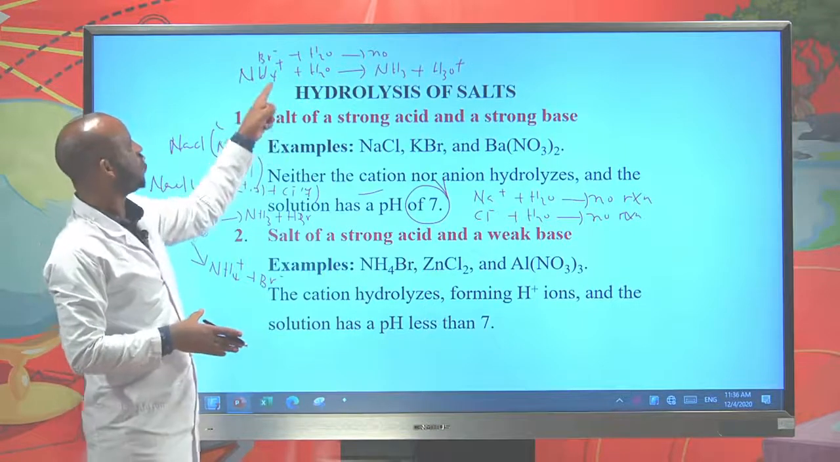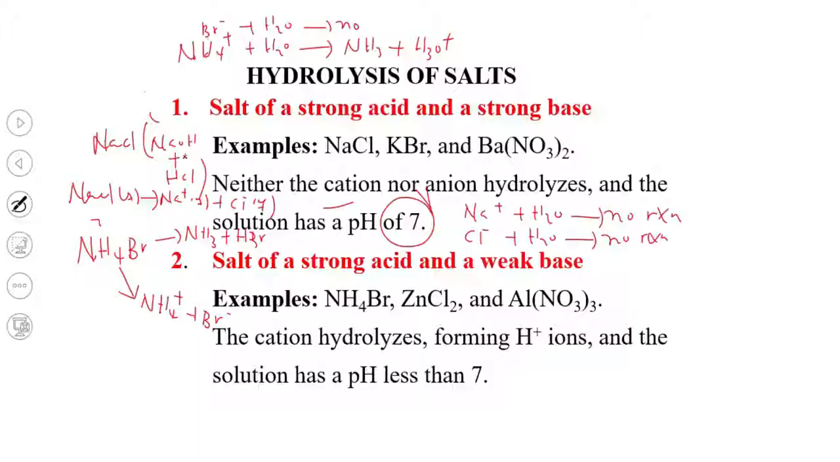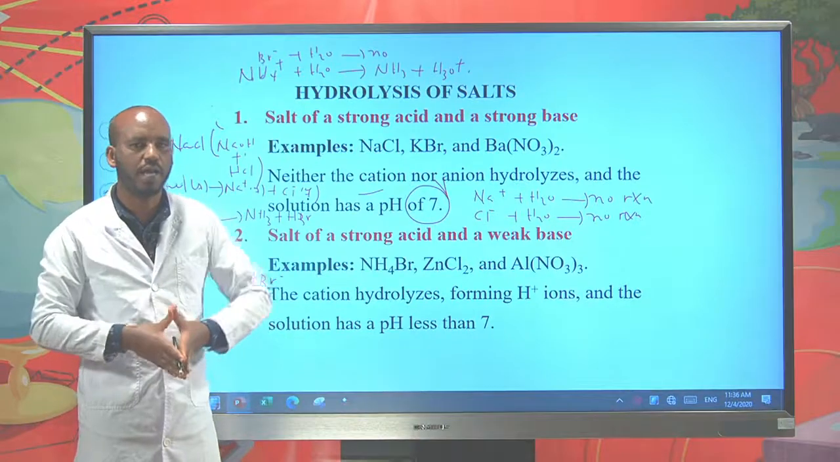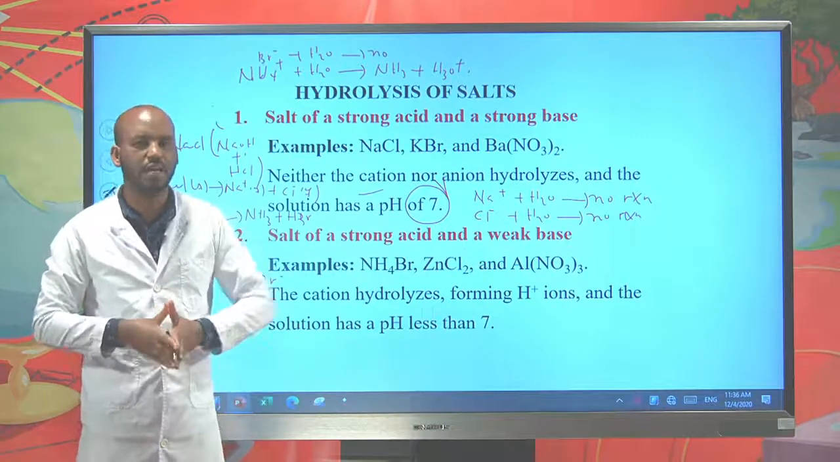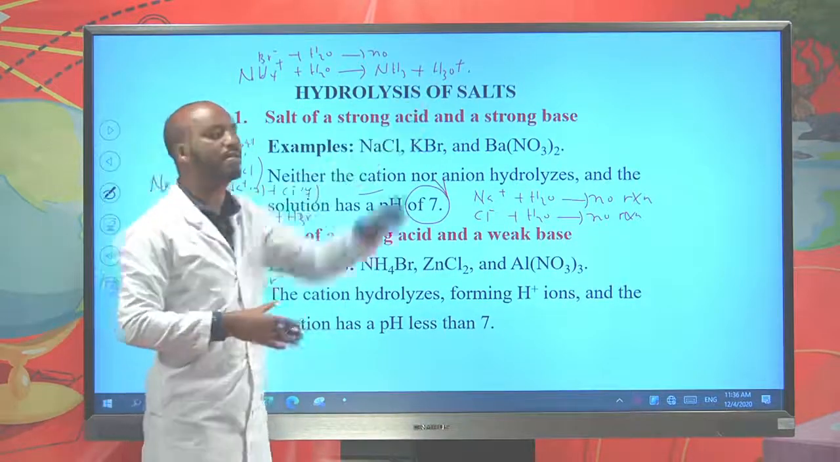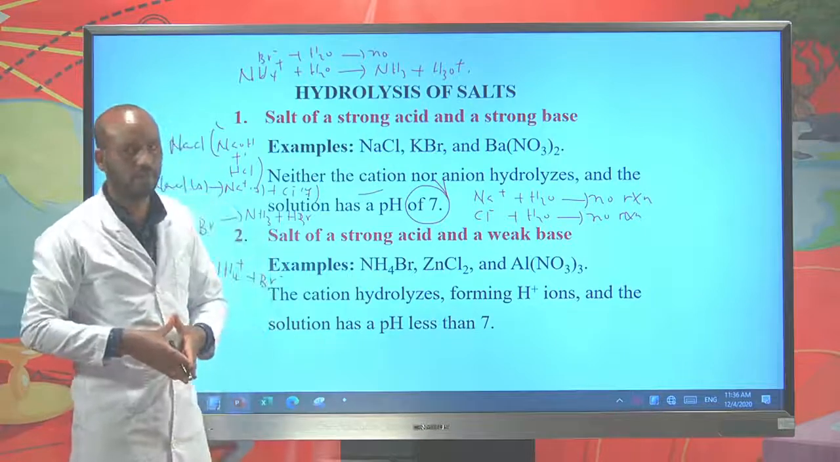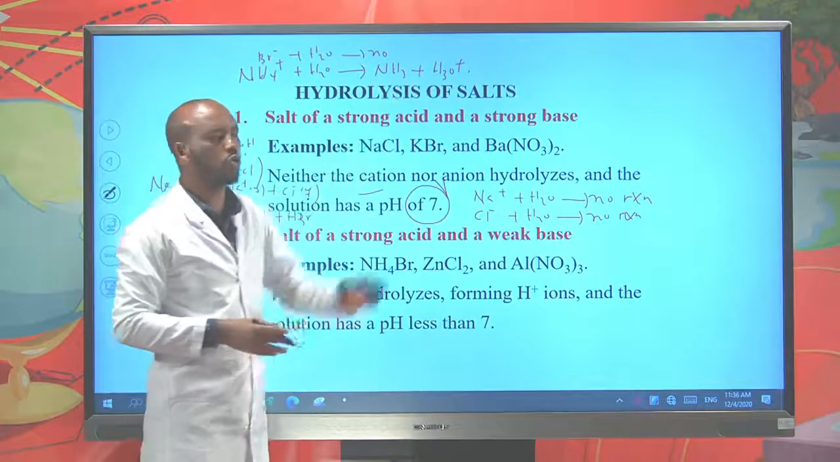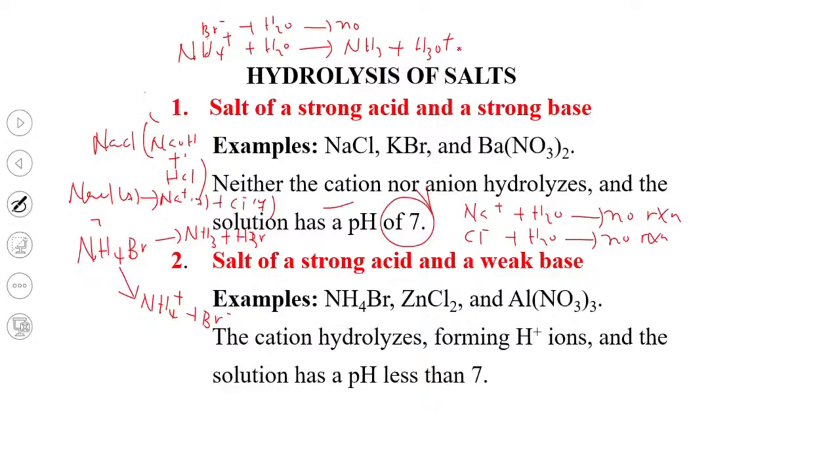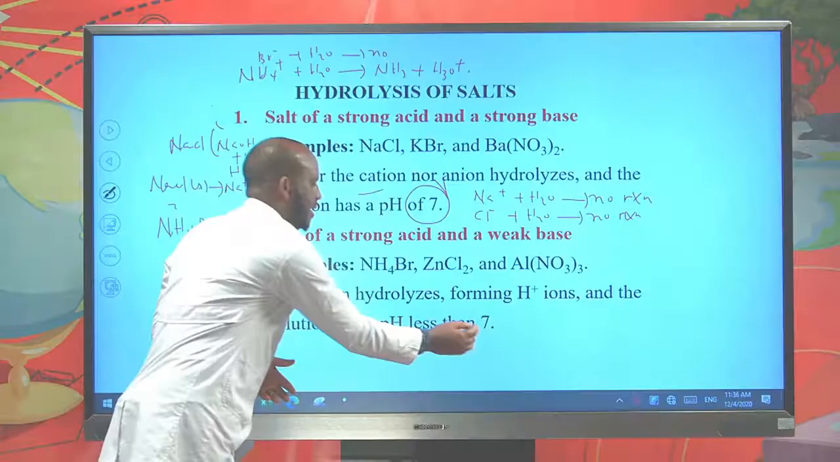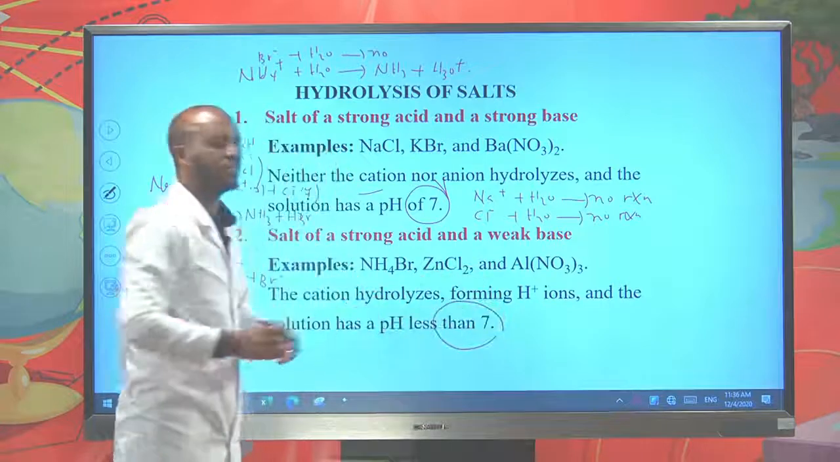Now, NH4 plus reacts with water to produce hydronium ion. The solution becomes acidic, because a solution is said to be acidic if there is excess hydronium ion in the solution. pH of the solution is less than 7. The solution is acidic.